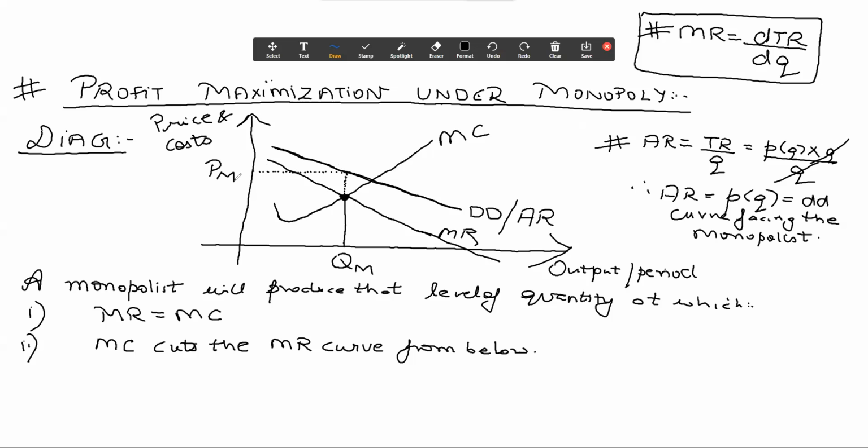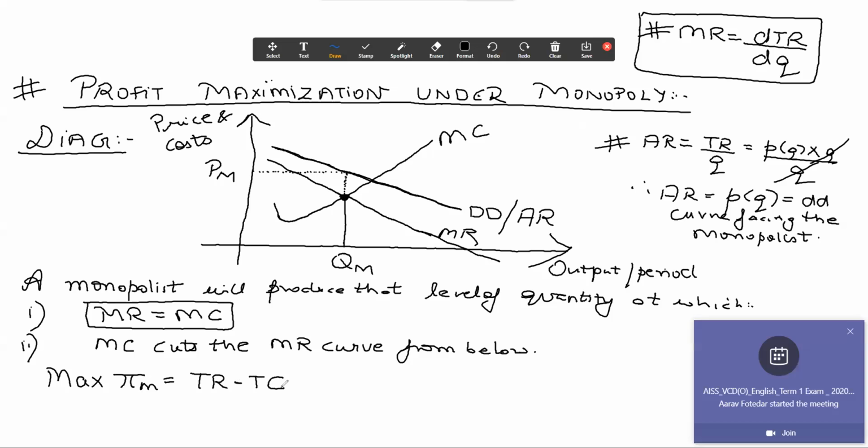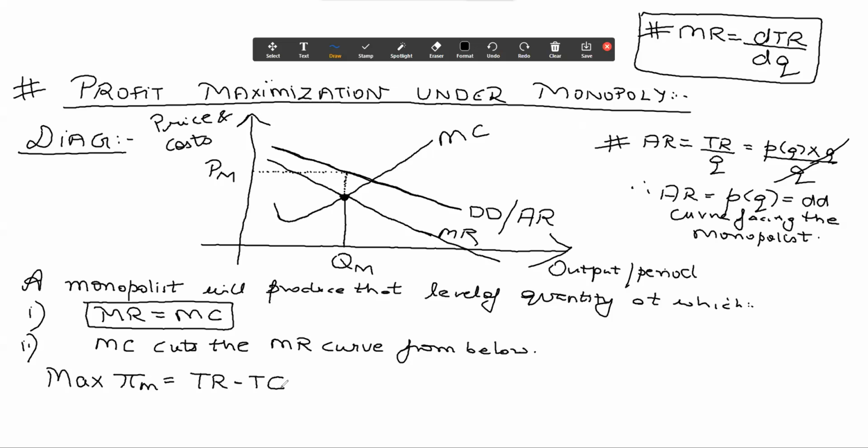How did we get this MR equal to MC condition? That also all the students should know. Maximize the profit of the monopolist, which is total revenue minus total cost. And what does the monopolist choose? The monopolist chooses Q.